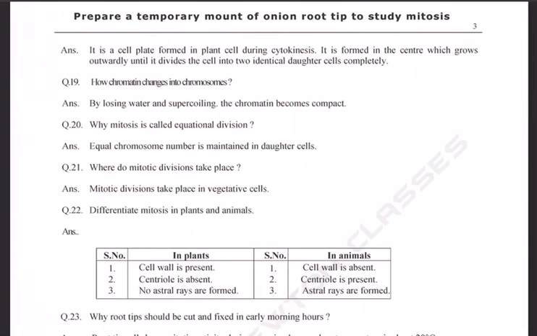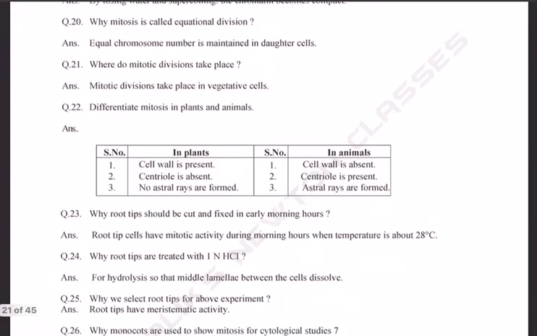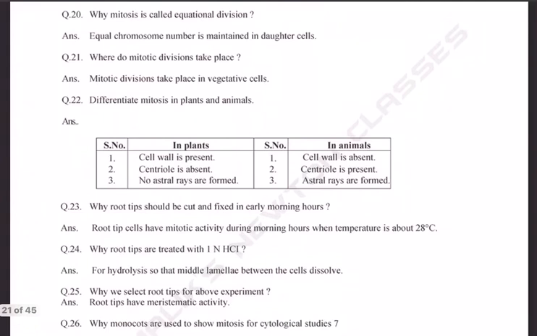Where does mitotic division take place? Of course, it takes place in all vegetative parts of the body. Mitosis in plants and animals: in plants, cell wall is present; in animals, cell wall is absent. Centriole is absent in plants; centriole is present in animals. No astral rays are formed in plants; astral rays are formed in animals.